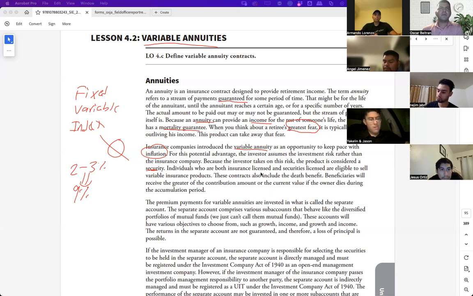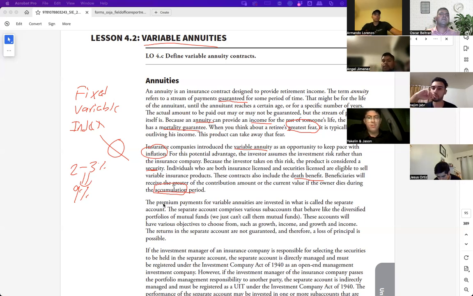Okay. There it is. And these contracts also include a death benefit. Beneficiaries will receive the greater of the contribution amount or the current value if the owner dies during the accumulation period. So what is the accumulation period? It's how much money they've saved up in the portfolio. Exactly. Like right now they're maybe 50 and the time they're going to take out the money is not until like 65. It's the unrealized gains. Exactly.